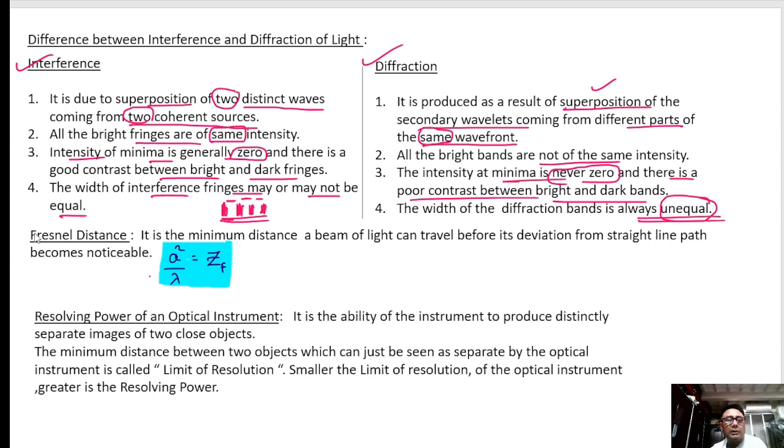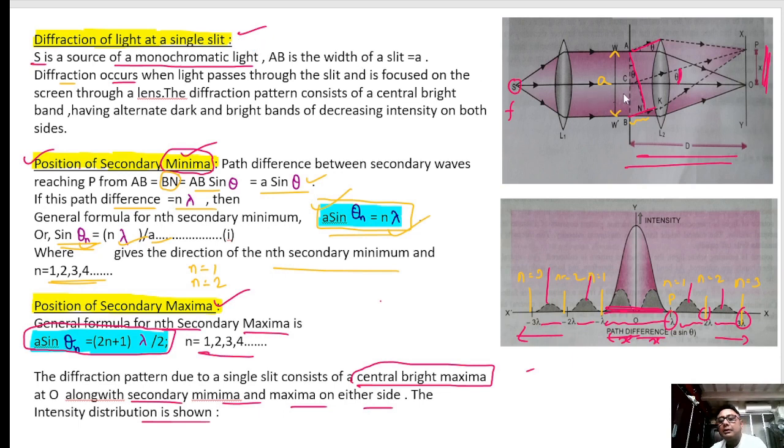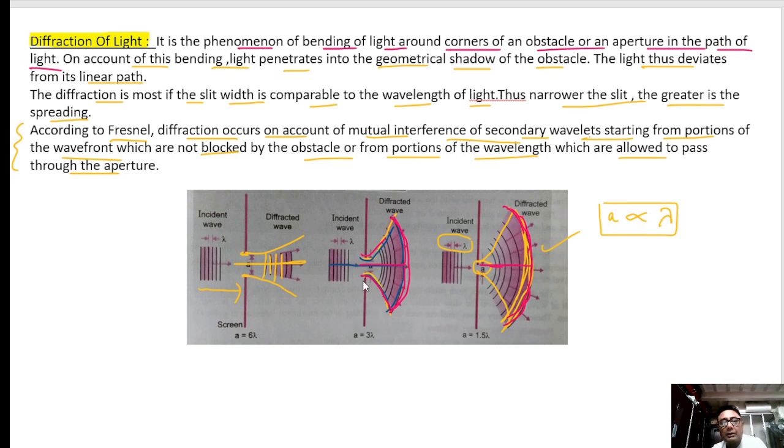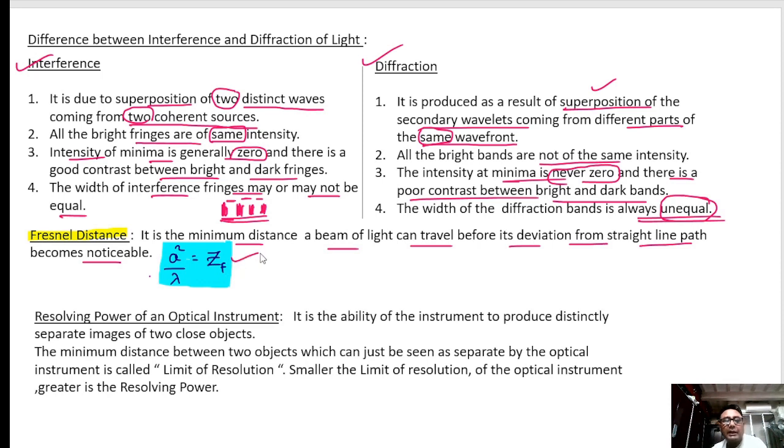Next, let us study Fresnel's distance. So what is Fresnel's distance? It is the minimum distance a beam can travel before its deviation from straight line path becomes noticeable. That means how much it can travel straight before it gets deviated. That is the Fresnel's distance, ZF. It is given by a square by lambda, where a is the width of the slit.